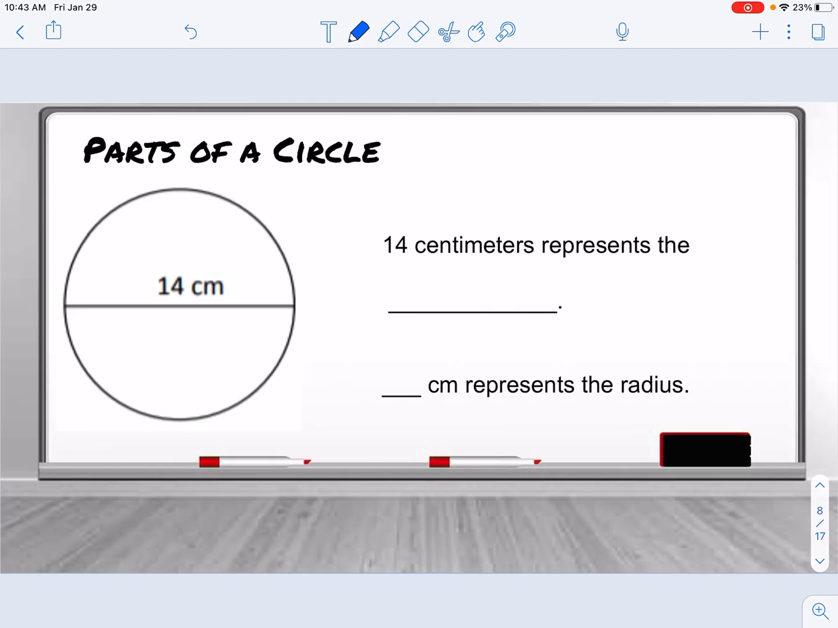All right, so on this circle, 14 centimeters represents the what? It's going from one side, across the circle, and we call that the diameter. So if the diameter of this circle is 14, how many centimeters would be the radius? Remember, the radius is only half the diameter. So if the diameter is 14, the radius is half of that, and half of 14 is 7. So 7 would be our radius, 14 would be our diameter.